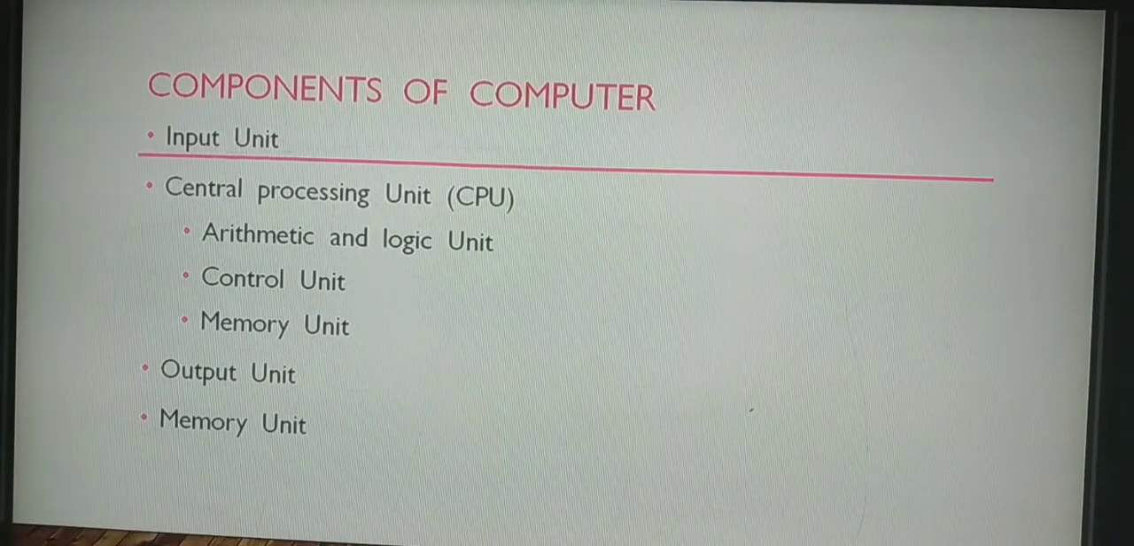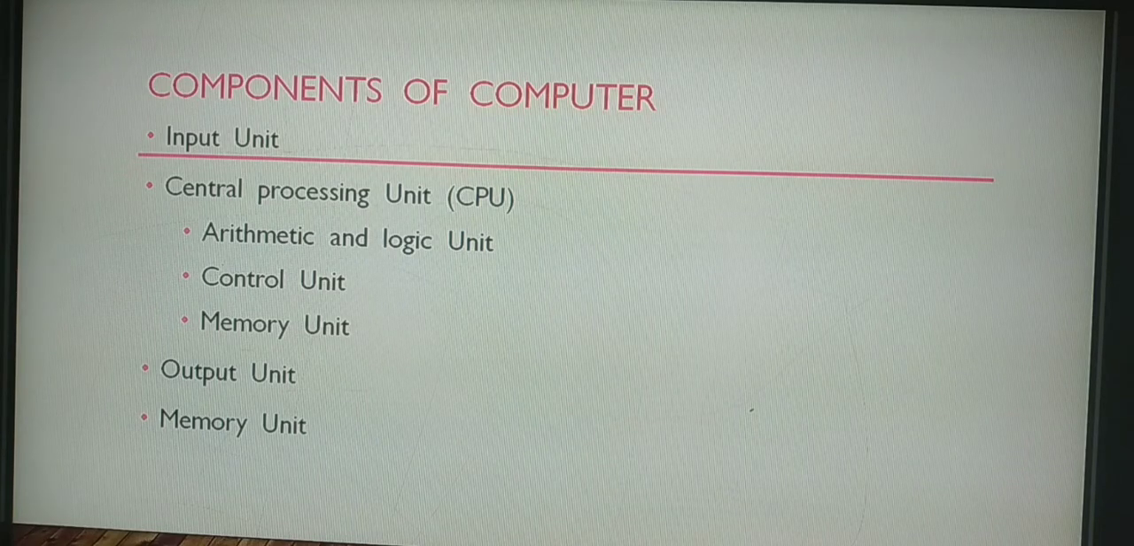Next one is what are the components of the computer? First you will have the input unit, next the central processing unit, next the output unit, and last the memory unit. In the central processing unit itself you will have 3, that is the arithmetic and logic unit, control unit, and memory unit. In your book it is given as what are the components of a CPU. So what do you have to write down? You have to write down the 3 units, that is arithmetic and logic unit, control unit, and memory unit. These are the 3 components of a CPU. Have you all written?